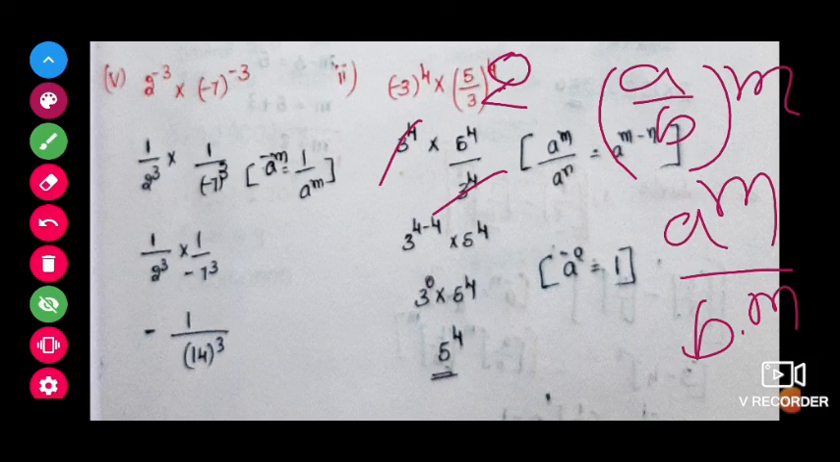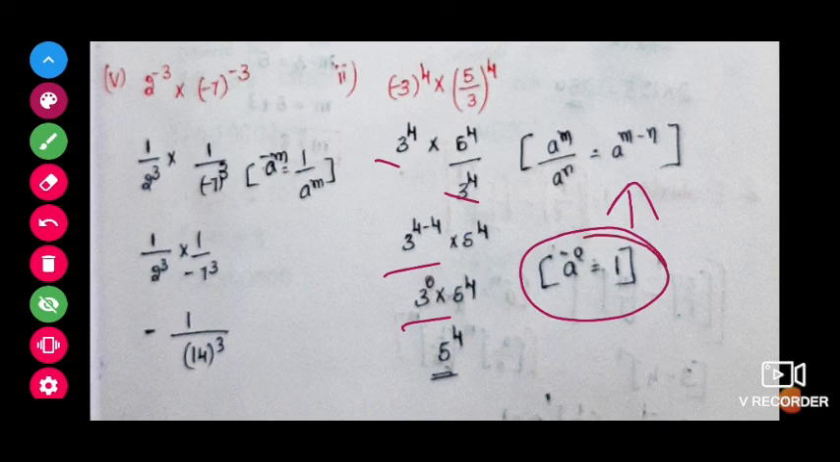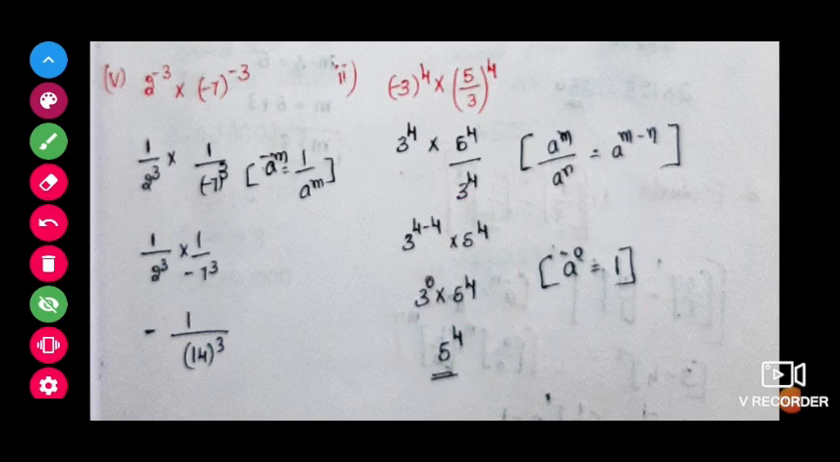Or else by using the identity, that is quotient law also, a to the power m by a to the power n, both are having the same base, so we can subtract the powers. By that way we will get 3 to the power 4 minus 4, 3 to the power 0 into 5 to the power 4. 3 to the power 0, anything power 0 will be 1. So 1 into 5 to the power 4, the final answer is 5 to the power 4. That's it.